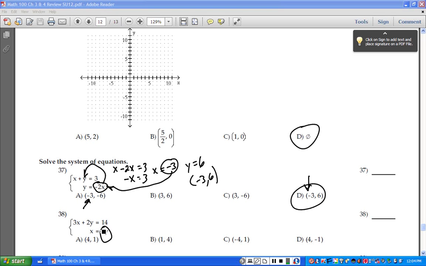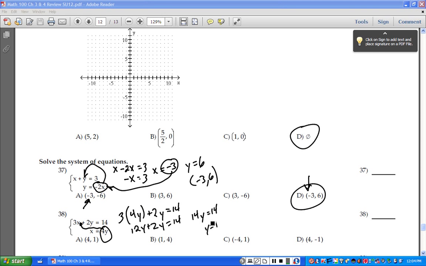X is 4y. So where x is, I'm going to put 4y right there. So 3x plus 2y equals 14. That gives me 12y plus 2y equals 14. 14y equals 14, y equals 1.